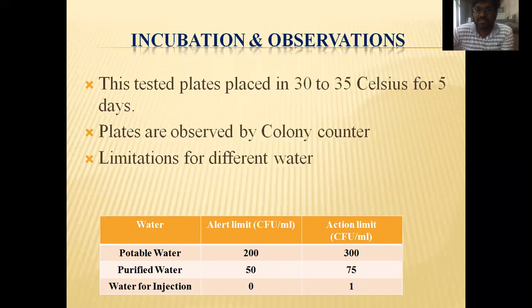The alert limit is 250 and 0. Water for injection contains 0 colonies, while potable water contains 200 colonies. That is the alert limit, meaning alertness of the colony forming units, your bacteria. If your bacteria or CFU exceeds the alert limit, it is categorized into the action limit. That means you have to take action toward the water sanitization system, and you can see 300, 75 and 1.